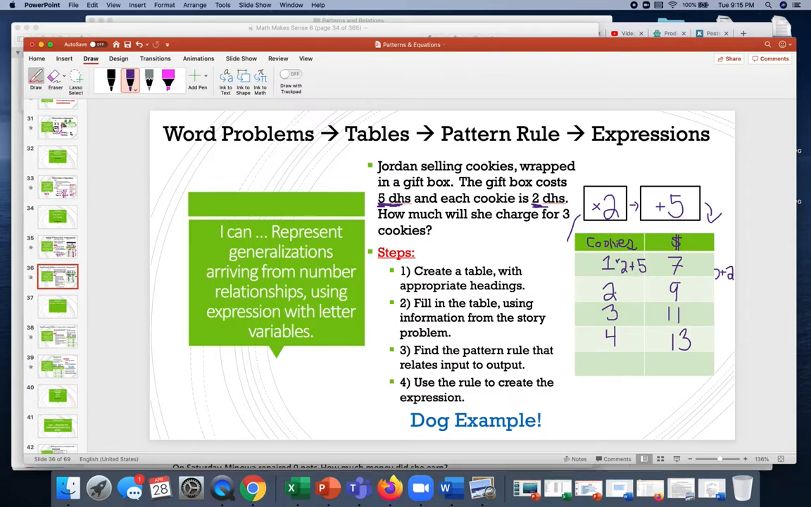Let's see. 2 times 2 is 4. 4 plus 5 is 9. Yep. 3 times 2 is 6 plus 5 is 11. All right, there we go. Hopefully we're getting more in the hang of figuring this out.